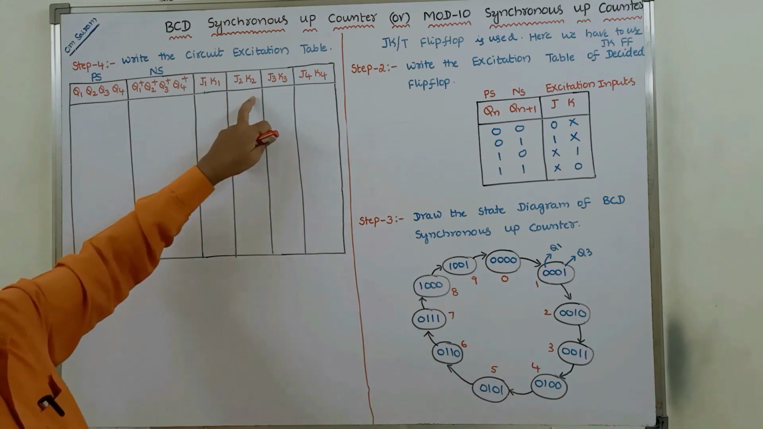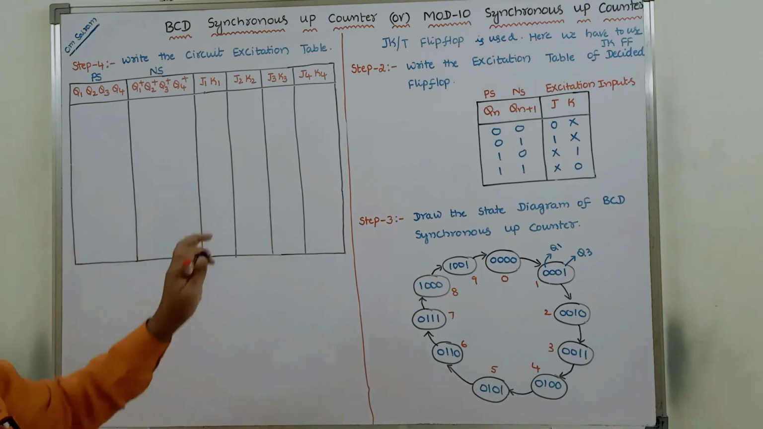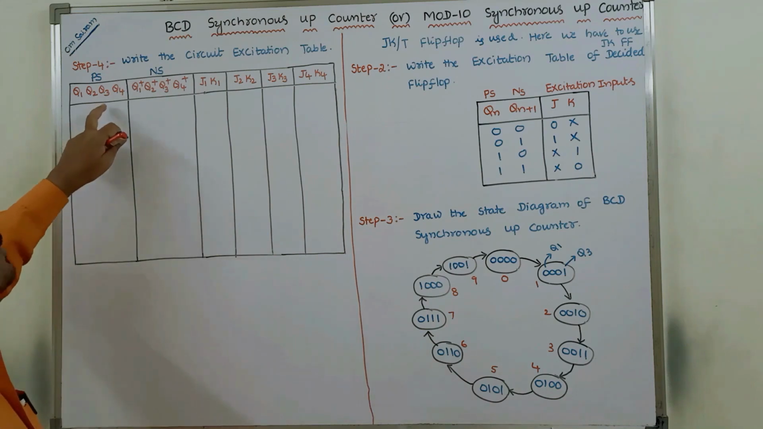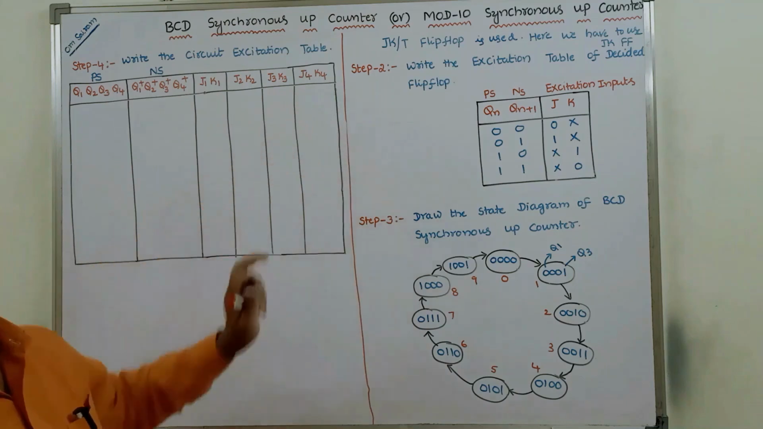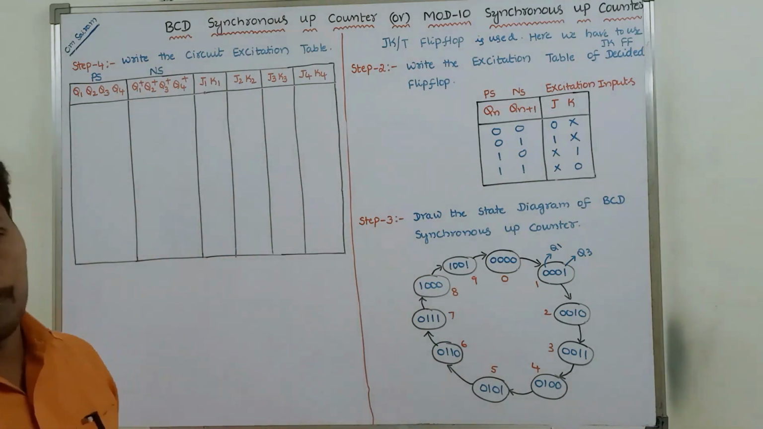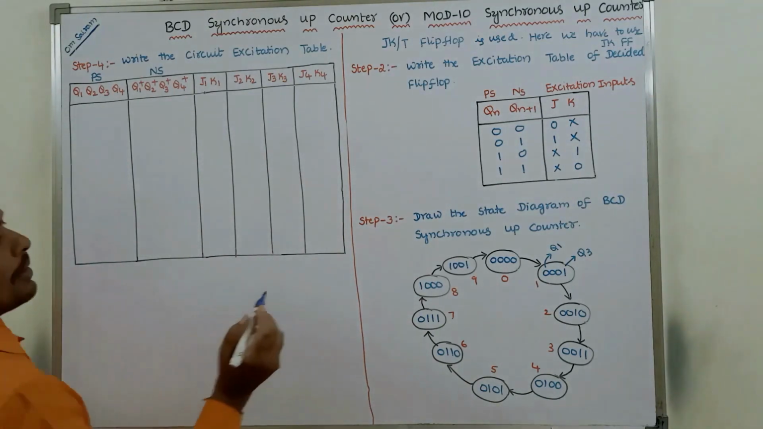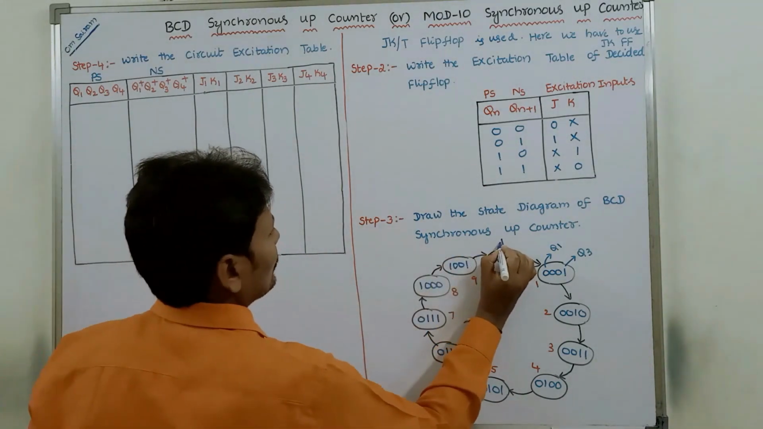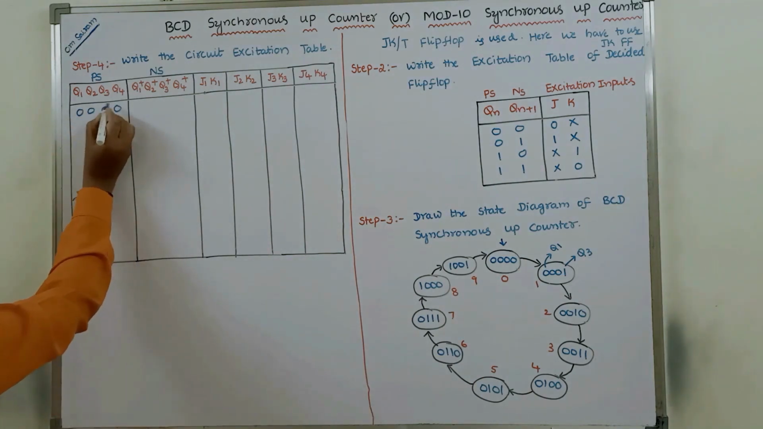For calculating J2, K2, we have to use Q2, Q2 plus as inputs. For calculating the J3, K3 columns, we have to use Q3, Q3 plus as inputs. For calculating J4, K4, we have to use Q4, Q4 plus as inputs. Now, first, the present state, the first state is 4 zeros. So, starting with this state, 0, 0, 0, 0.